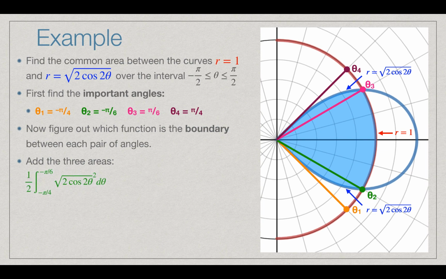Okay, I've got 1/2 times the integral from negative pi over 4 to negative pi over 6 of my first function squared, plus 1/2 times the integral from negative pi over 6 to positive pi over 6 of my second function squared, and then back to 1/2 times the integral of pi over 6 to pi over 4 of my first function, root 2 cosine 2 theta, squared.